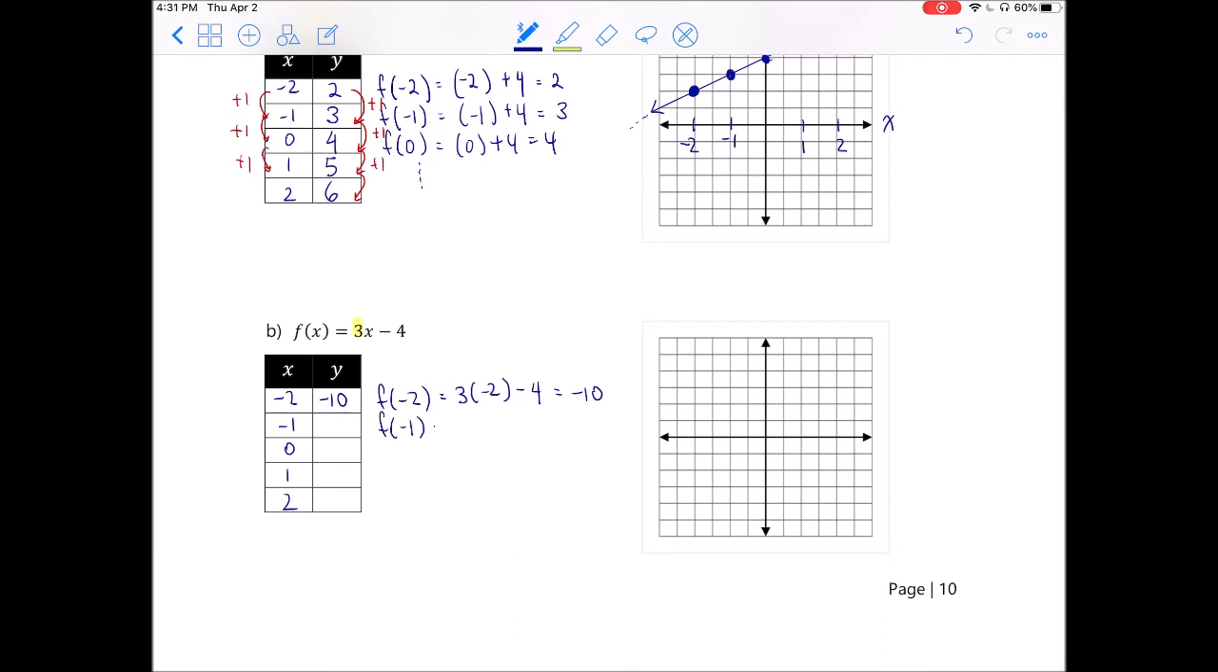And then f of -1 equals 3 times -1 minus 4, which equals -7. And I'm not going to sub in anymore because I know that this goes up by 3 because of this coefficient here. So we're going to go up by 3 every time we add 1 to x. So we can say that y at x equals 0 is -4, and then -1, and then 2. Let's check these values by graphing.